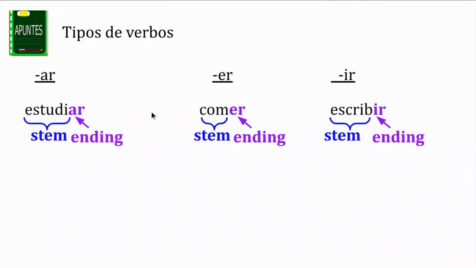Also, remember that the verbs have 2 parts, the stem and the ending. So the stem of the verb estudiar is marked here, ESTUDI, and the ending is AR. Comer, stem and ending. Escribir, stem and ending.